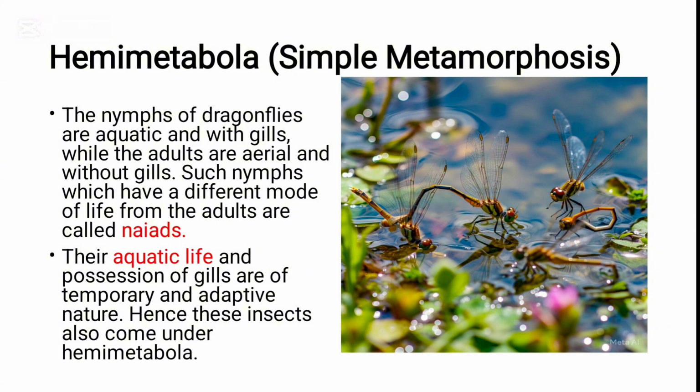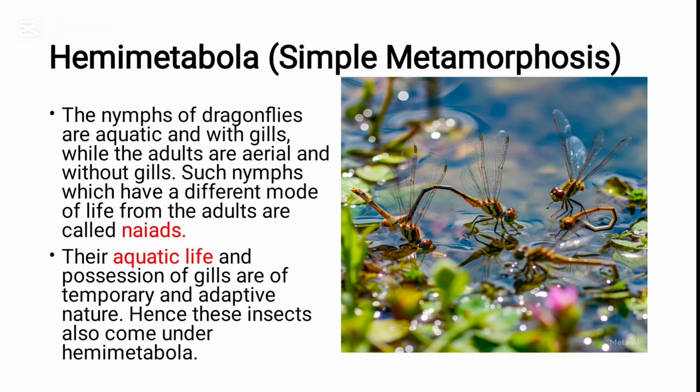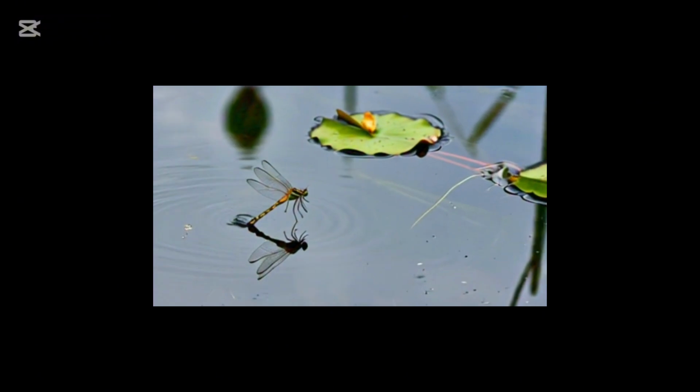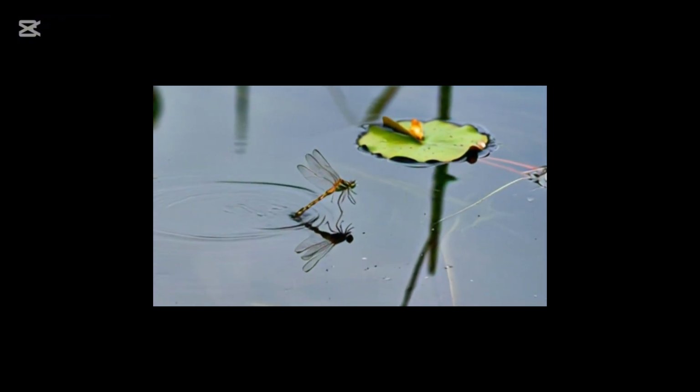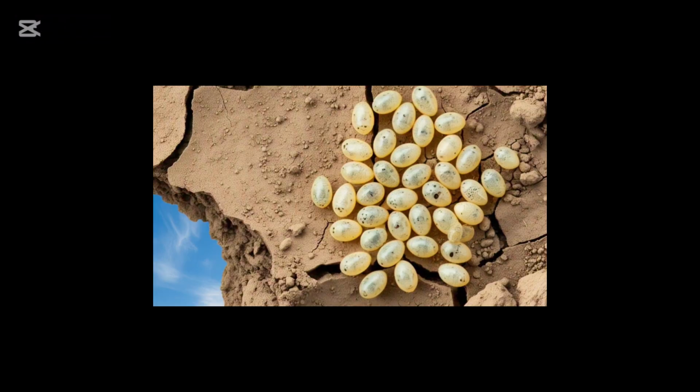The nymphs of mayflies, stoneflies, and dragonflies, in addition to the above differences, are aquatic and with gills, while the adults are aerial and without gills. Such nymphs which have a different mode of life from the adults are called naiads. Their aquatic life and possession of gills are of temporary and adaptive nature. Hence these insects also come under Hemimetabola. They have 3 life stages, viz., egg, naiad, and adult.